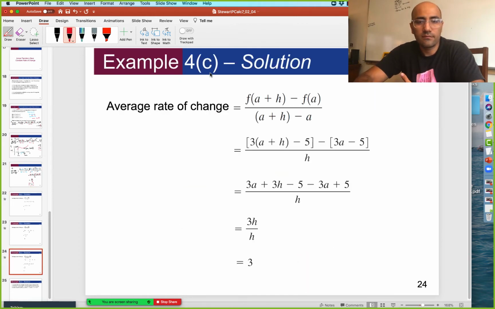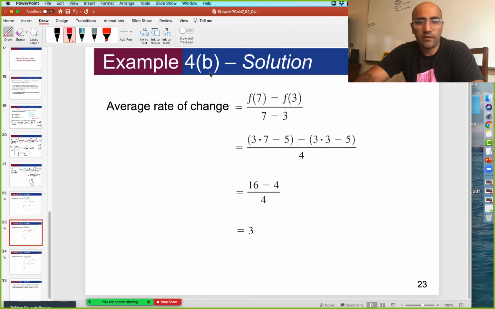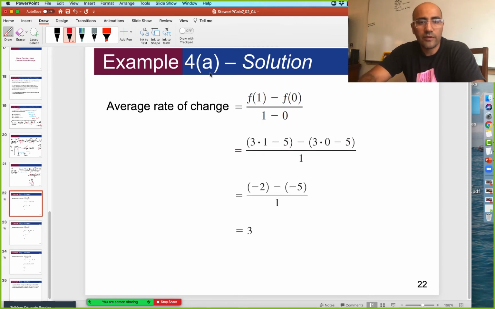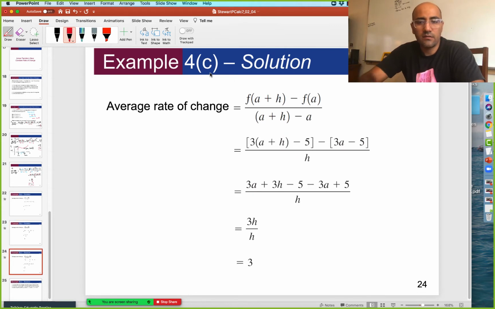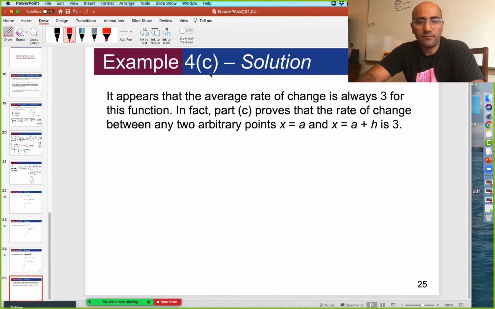No? This is how the author did it. The average rate of change as x changes from 0 to 1, same thing we did, we get an answer of 3. Average rate of change as x changes from 3 to 7, same thing we did, we get 3. And then slightly more messy, the average rate of change as x changes from a to a plus h. Similar. Okay, so the average rate of change is always 3 for a linear equation. Good.